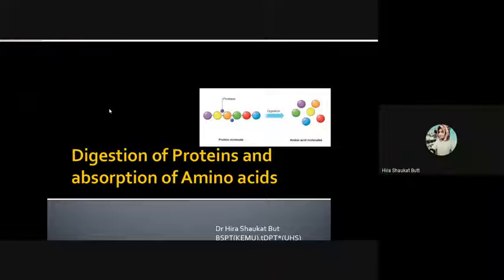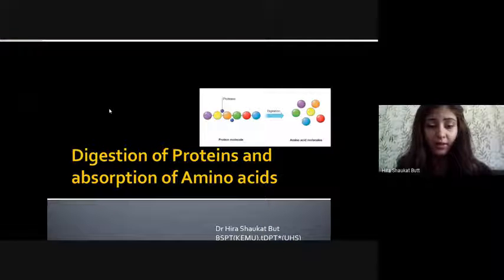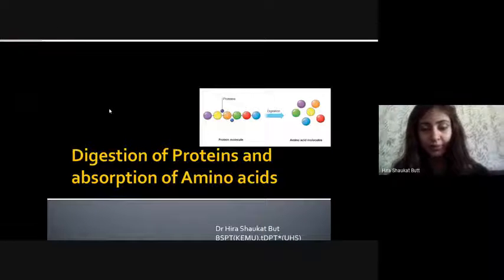And now we are starting the new chapter, that is the metabolism of protein. And of course, to understand the metabolism and the metabolic reactions of protein, we have to start with the digestion and the absorption of the protein.